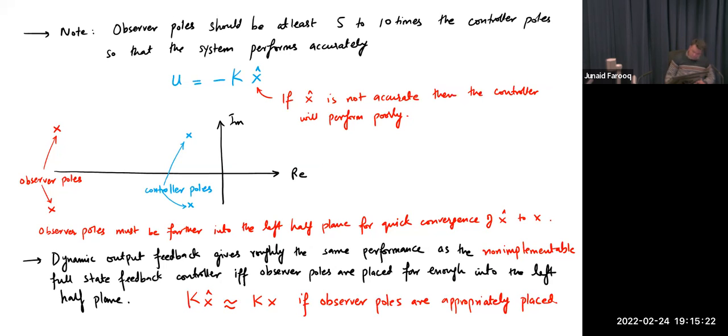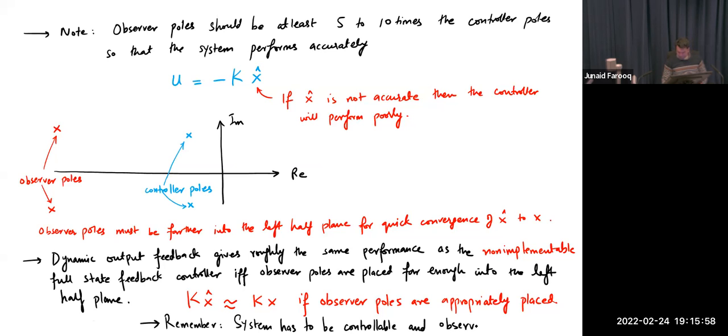Okay, so one last comment here before we try to do an example. Remember the system has to be controllable and observable for all the story to be valid. If that's not the case, then there are decompositions that allow you to split the system into subsystems which have those properties, and then you can try designing an observer and controller to actually do a dynamic output feedback.